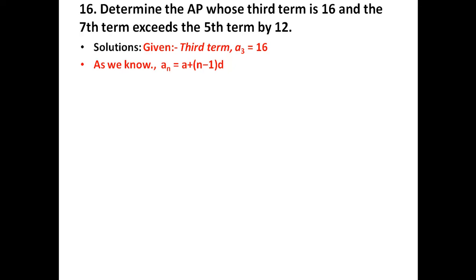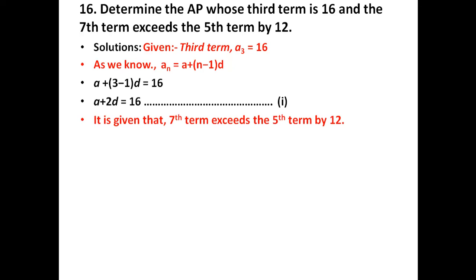So what all do we have in the given data? Third term, A3, is 16. Then how do we represent that in an algebraic expression? Write the formula, put the value of A3, that is 16. So n minus 1: in that place we are going to write 3 minus 1. So 3 minus 1 is 2, so you will get 2D.